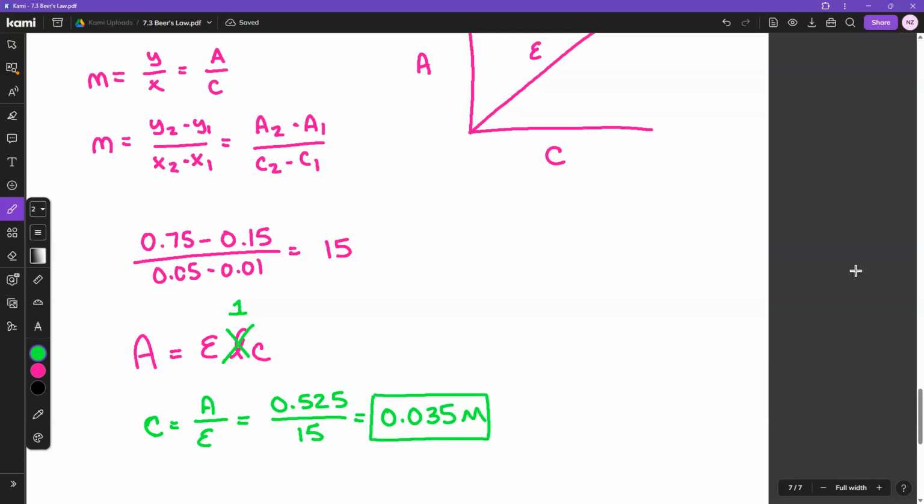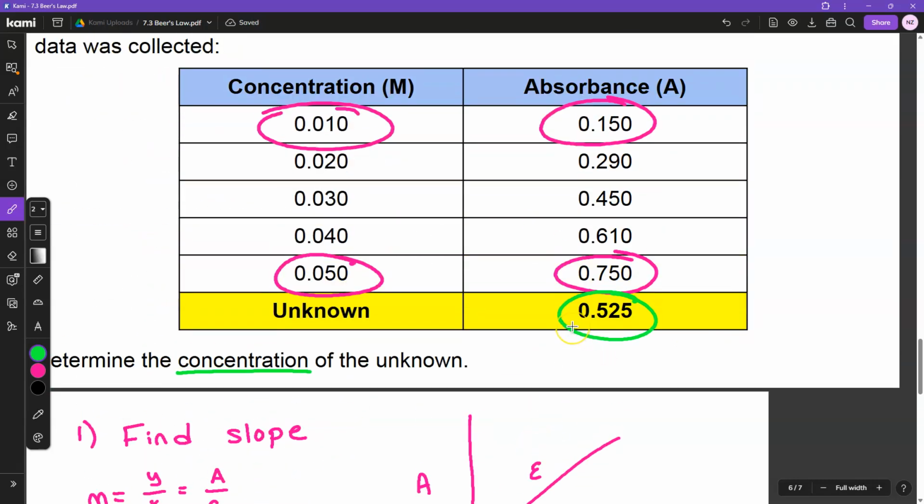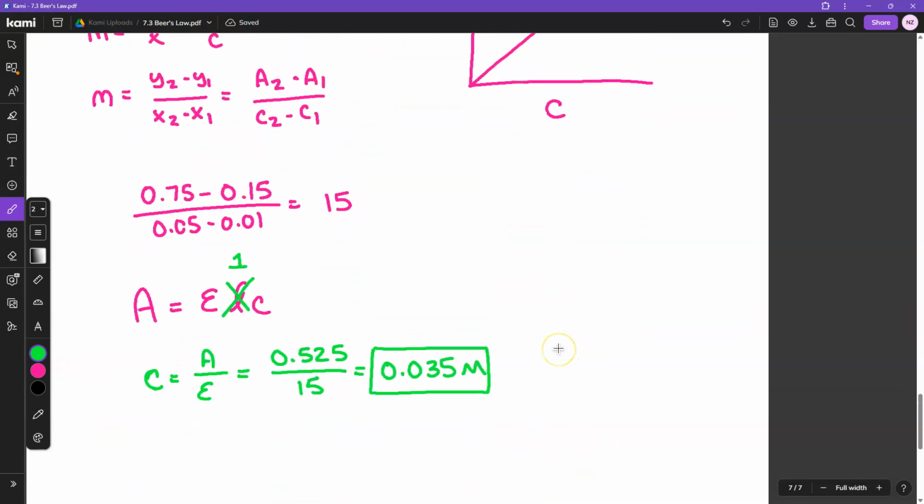Now let's go back up and look at our data table. 0.035 falls between these two values right here. The absorbance for 0.04 was 0.61, which is greater than our number. And our concentration of 0.03 had an absorbance of 0.45, which is less than our number. So our answer makes sense because it fits right between those two values. Okay, so that's how we use Beer's law to find our concentration.